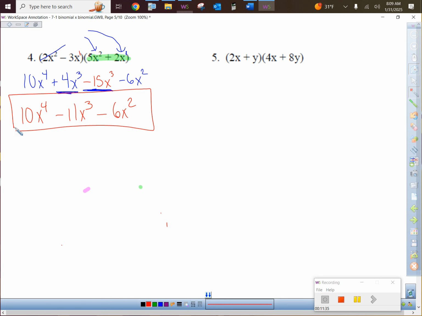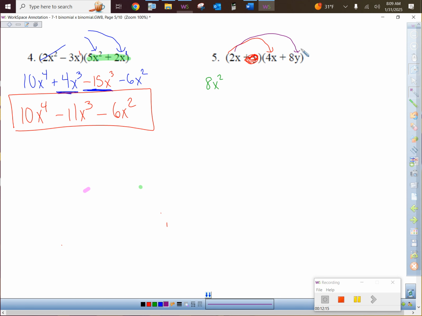Cool. What's different about number 5? Not only does it have x's, but it also has what? Some other letter, in this case y. Who cares, right? One thing at a time. So we're going to pretend this first dude isn't here, and let's distribute. 2x times 4x. 8x squared, right? That's that one little oops. You know, it happens to the best of us, right? Then here we go. Oh, weird.